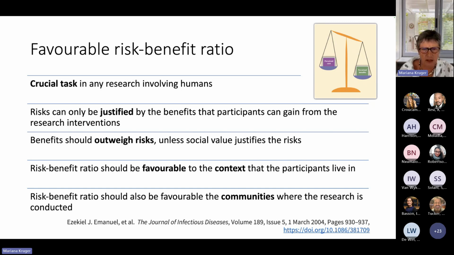And the risk should only be justified by the potential benefits that the participant may gain from those research interventions. And in actual fact, the benefit should always outweigh the risks, unless there's a reason for social value justification for the risks. And so this should be favorable in the context the participants live in, and also for the communities. And this is quite a crucial task. There are many models. How do you address the risk-benefit ratio? How do you measure this? There's all sorts of mathematical and algebraic types of thinking about it. But I think common sense prevails.